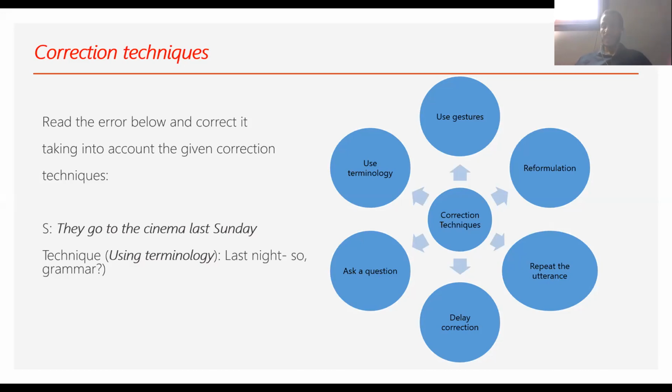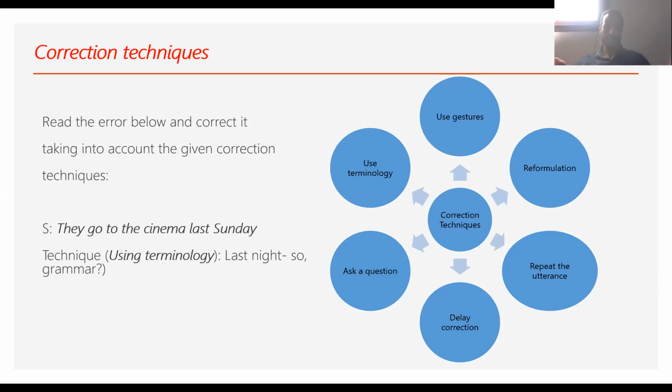Thank you. Now, reformulation, the second type. I played tennis yesterday. The teacher is going to reformulate: I played tennis, as if you give the correct answer. You see? Repeat the utterance. I played tennis yesterday. Play, play, play. So you repeat where exactly the mistake is. Or you delay the correction to the end of the activity or the end of students' speaking. Okay. Or you ask a question. Do you say play?